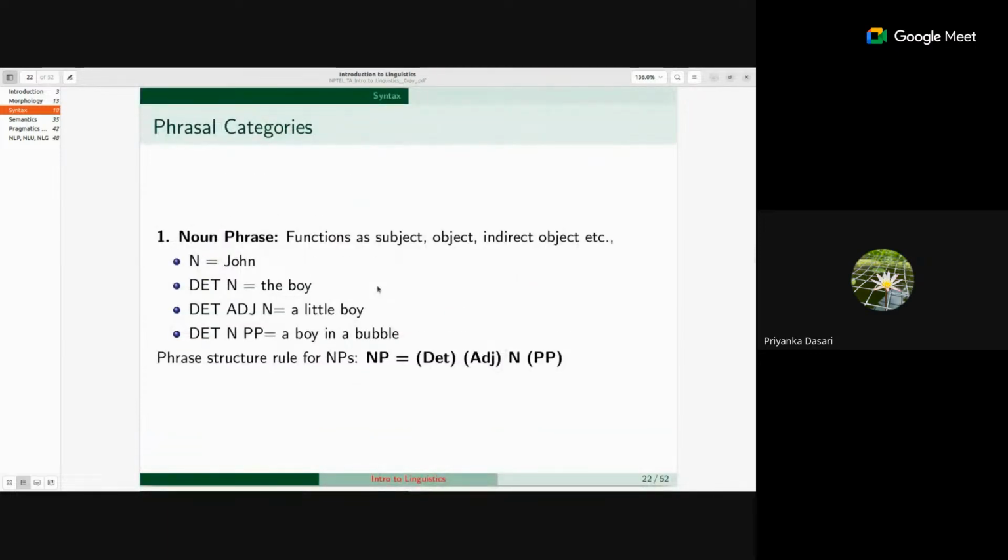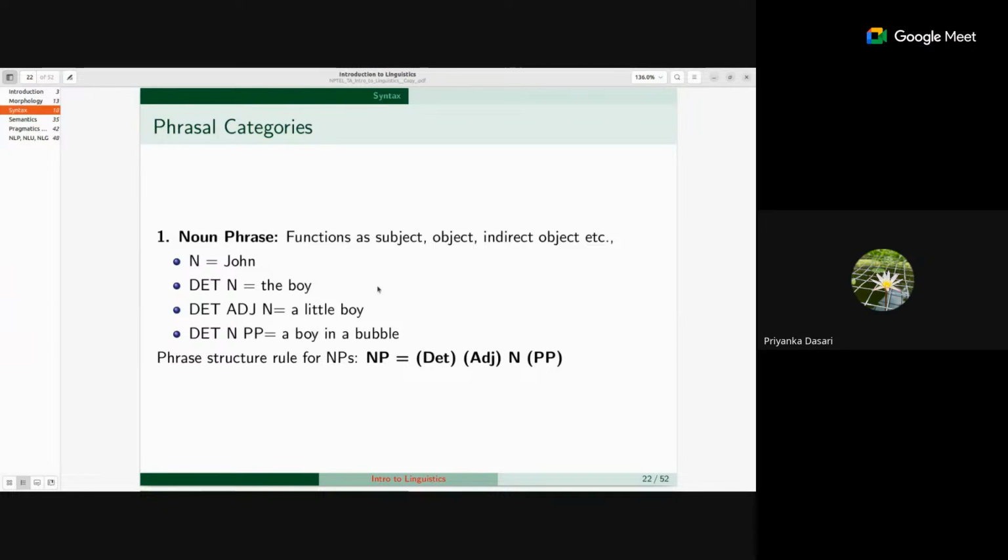We have phrasal categories. This concept especially helps when you are understanding, in week 3, dependency parsing. This knowledge may help you in understanding how a dependency parser works. This is only some basic linguistic analysis I'm giving. I'm not diving deep into the dependency parser.